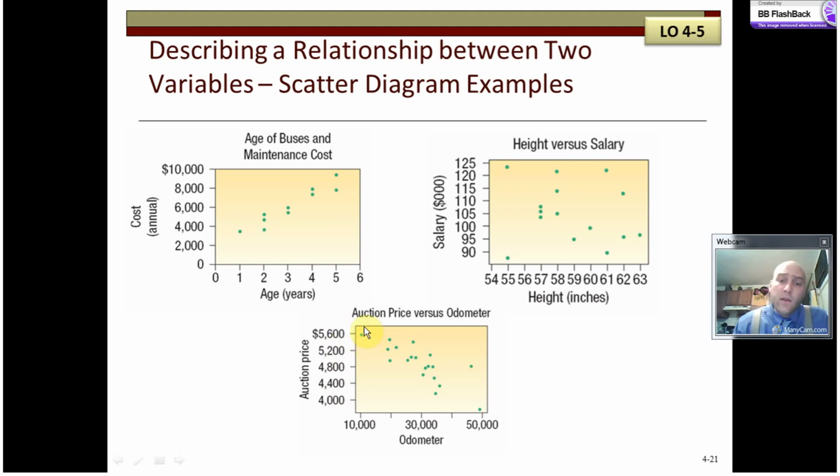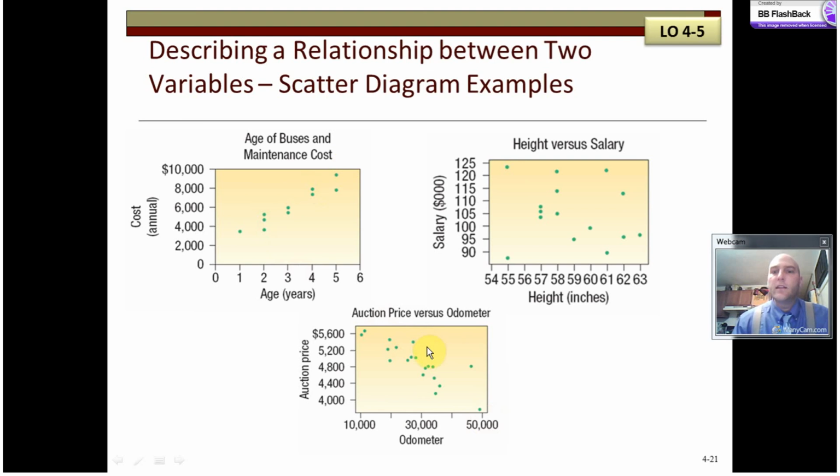Up here, we've got two vehicles that have about 10,000 miles on them. Their prices are around $5,600. There's one vehicle over here that's got 50,000 miles on it, and you can pay about $3,500 for that one. This relation here is one that we would call negative, because as the number of miles increases, the auction price decreases. So over here for buses and cost, for maintenance, more miles, more cost. Over here, more miles, less cost.